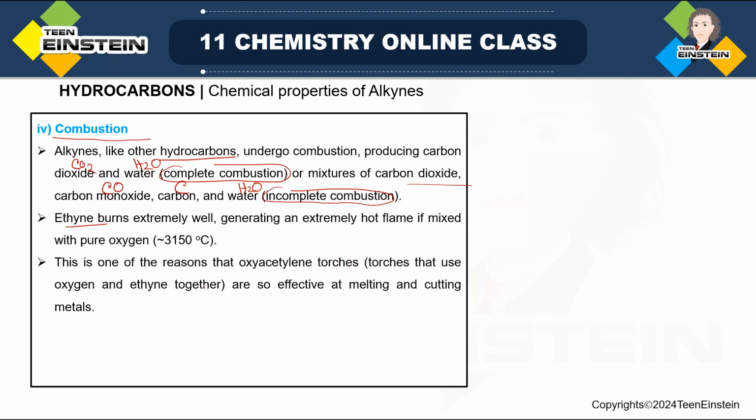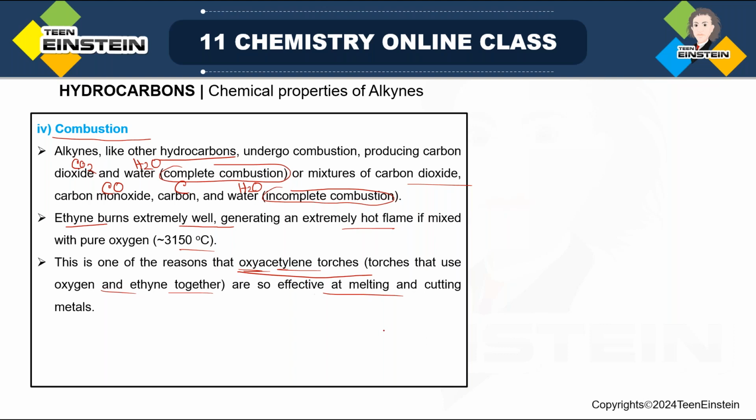Ethyne is basically the first member, the simplest one. It burns extremely well, generating an extremely hot flame if mixed with pure oxygen. Look at the temperature, very high. Because it burns so well, there is a very important application of it, which is the use of the oxyacetylene torch. From the name you can understand, acetylene is there, oxygen is there. These torches that use oxygen and acetylene gas together are very effective at melting and cutting metals because they generate very high temperature.